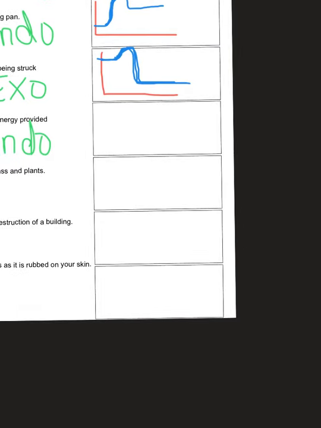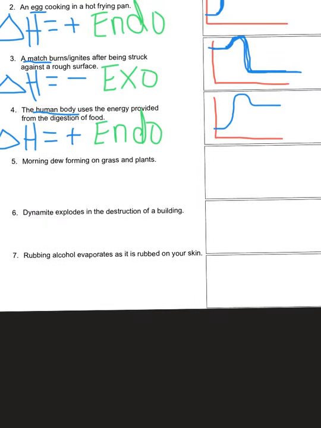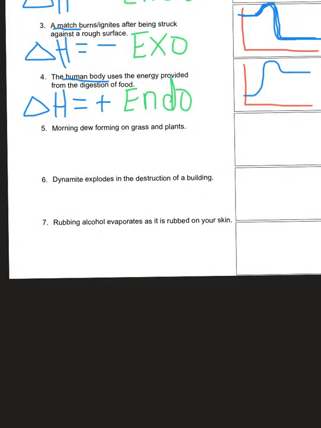That makes our graph look like this, absorbing. That makes our graph look like that, right? After a while, it just becomes a habit, right? Endothermic, positive delta H, you know what the graph looks like. It just takes a little bit of practice, okay?